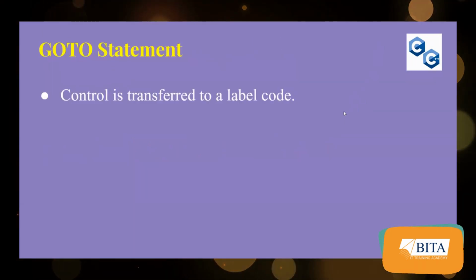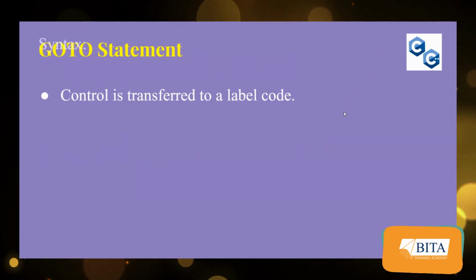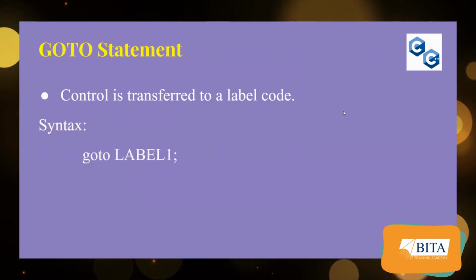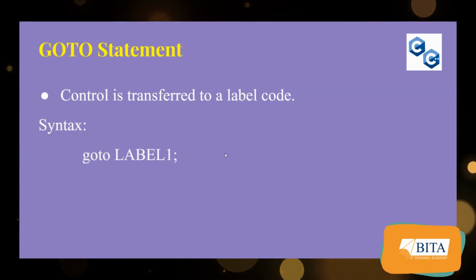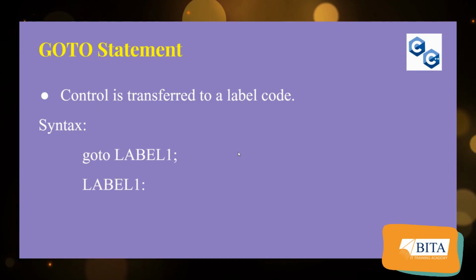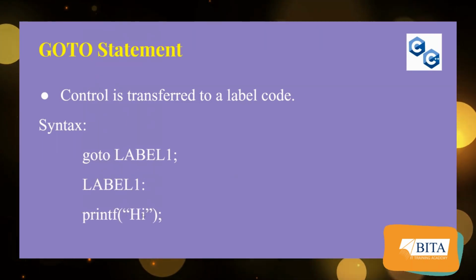The GOTO statement transfers the control of the program to a specified label which is within the program. So this is the syntax. Go to label 1. Label 1 is the identifier name, and the control shifts to the identifier where hi is printed.